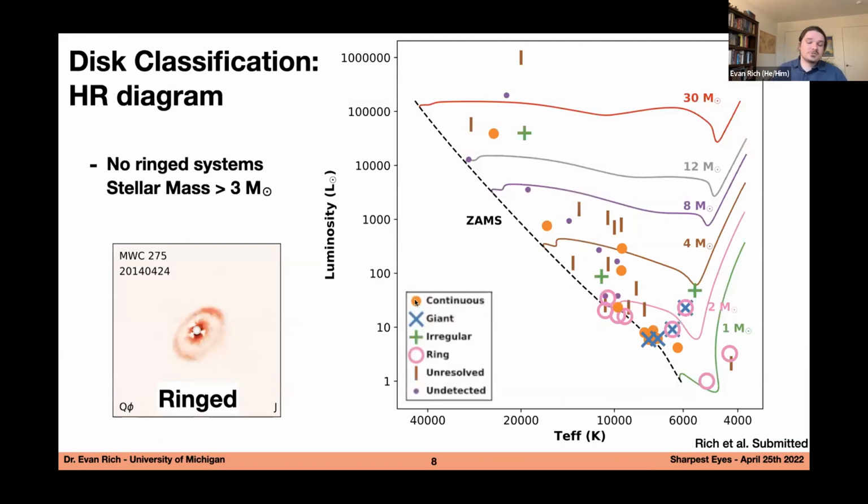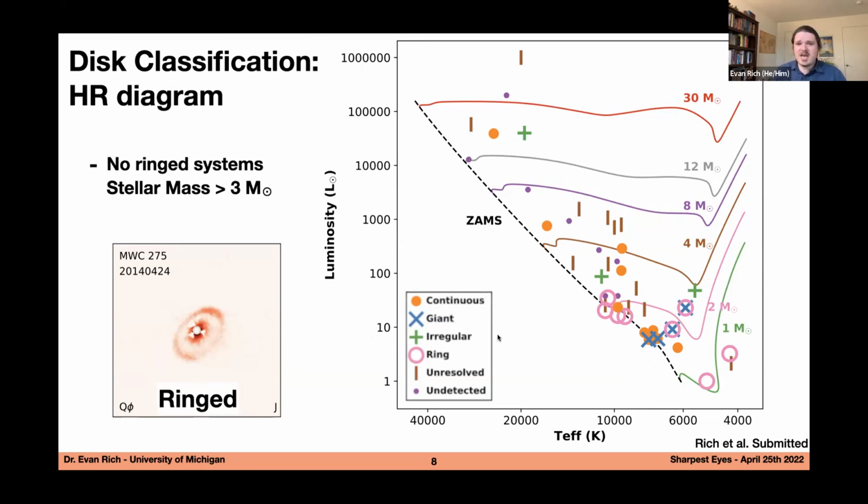So we're going to take all those disk structures and plot them on an HR diagram. And this is an easy way to compare the disk structures we see with the stellar properties. I've plotted on here the zero age main sequence, the black dashed line. The colored lines here are constant mass contours. So for reference, on the right, it's going to be younger. On the left, towards the main sequence, it's going to be older.